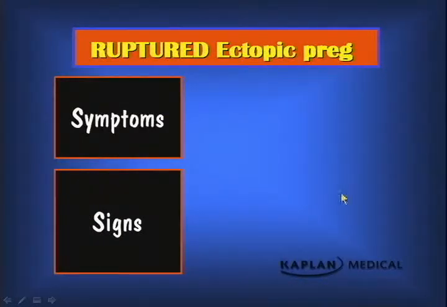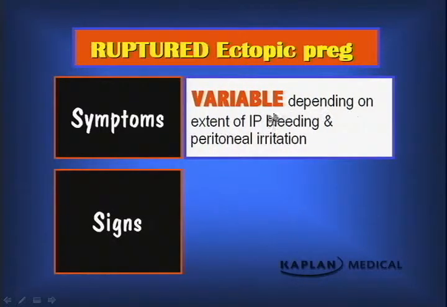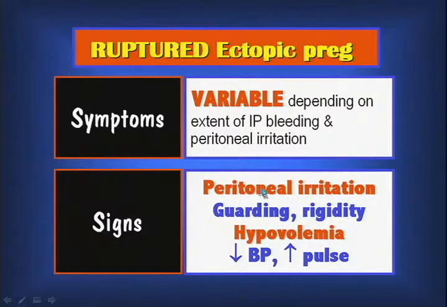A ruptured ectopic pregnancy. The symptoms are variable depending on the extent of intraperitoneal bleeding and peritoneal irritation. If she's got a large bleed, she may very well be hypotensive and syncopal. The peritoneal irritation will depend on how much blood is in the peritoneal cavity as well. Signs: peritoneal irritation, guarding of the abdomen, rigidity if you've got a lot of peritoneal irritation, and depending on how much blood volume you've lost, hypovolemia, hypotension, tachycardia. So ruptured ectopic is variable depending on how much blood you've lost.